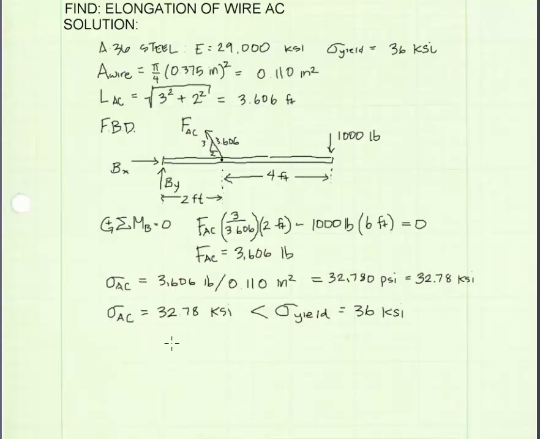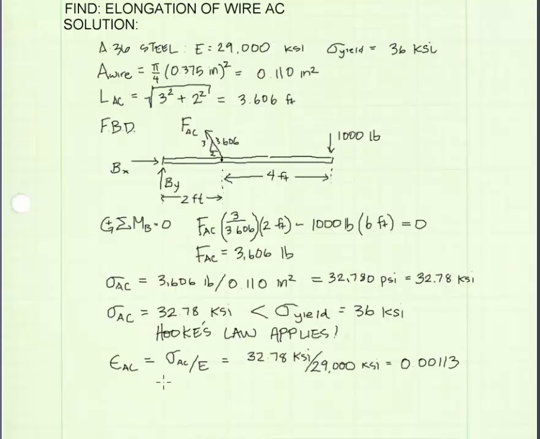Now it's good at this point to do a check. The calculated stress, 32.78 KSI, is less than the yield stress of A36 steel, which is 36 KSI. It's important to check this because Hooke's law, which we're about to use next, only applies to materials that are exhibiting linear elastic behavior. And because our stress is less than the yield stress, we are still in the elastic region. Hooke's law can be written to solve for strain, and we get strain is equal to stress divided by Young's modulus.